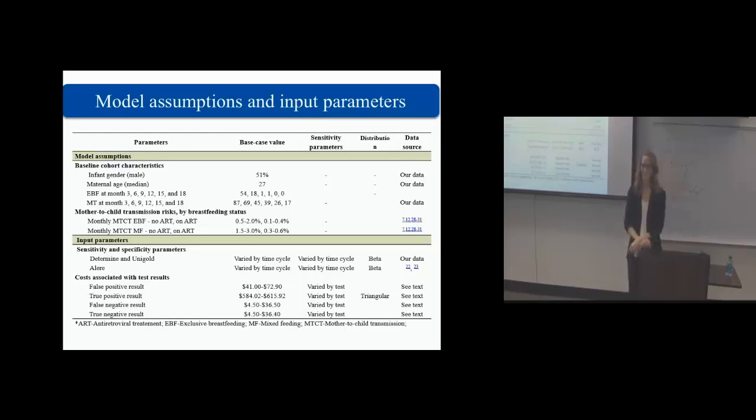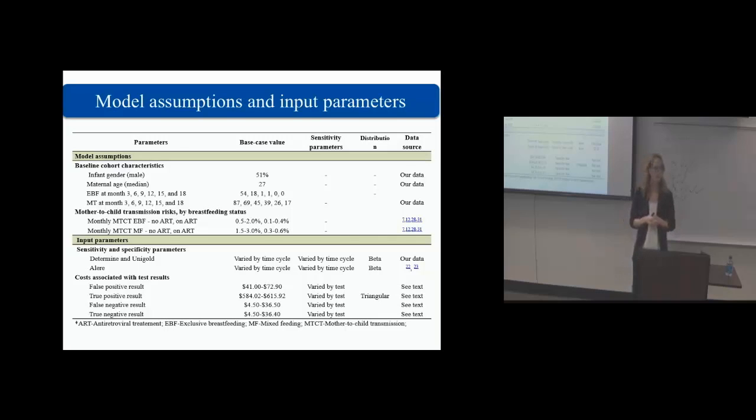Good clarification. Thanks. We also need input parameters, and we already discussed those for sensitivity and specificity and the probability of transferring between one health state to the next. And this table is very long. These are just selected parameters that had the biggest impact on the model. So I'd be happy to share the rest of them.